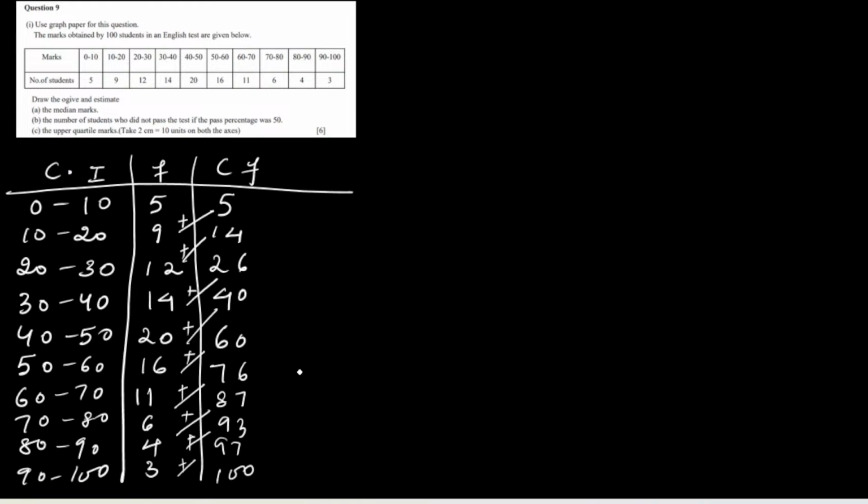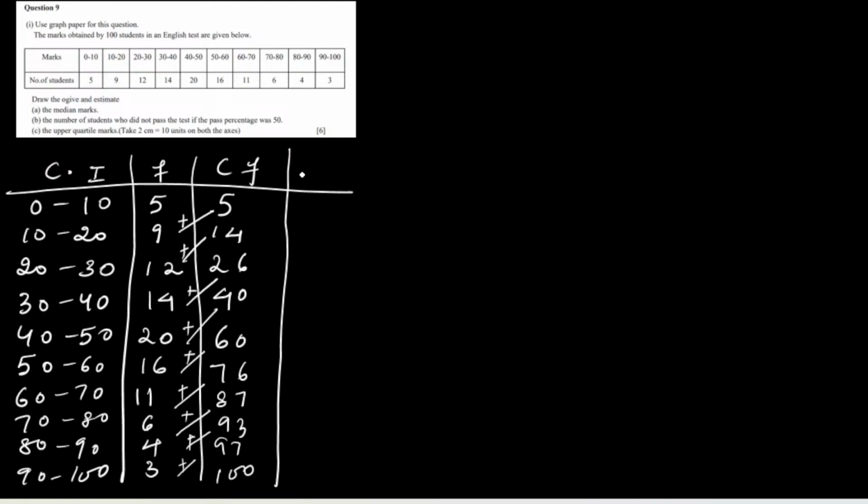Are you all getting the same cumulative frequencies? In a slanting way you add: the first frequency is the same, and the last one is the total of all the frequencies. We are getting 100, and if you add all the frequencies, their total should also be 100. Are you all getting the same points? 5, 14, 26, 40, 60, 76, 87, 93, 97, 100. If any point goes wrong, the graph will not be correct. Okay, thank you for confirming.